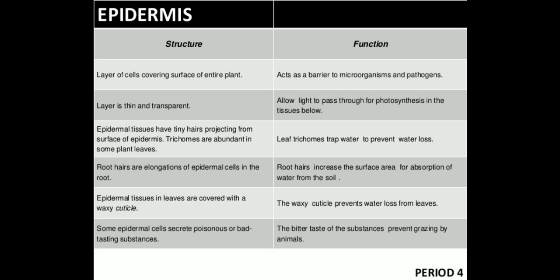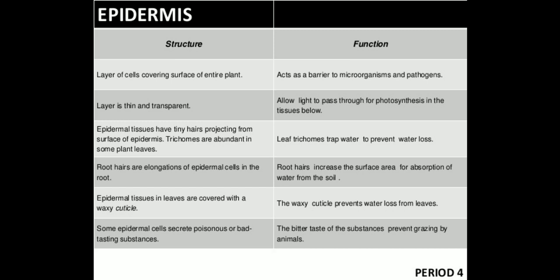So, the outermost layer, that is the epidermis, acts as a barrier to microorganisms and plant pathogens, which gives protection to the plant. It allows light to pass through for the process of photosynthesis in the tissues present below, and this light can pass very easily because the epidermal layer is very thin and transparent also.